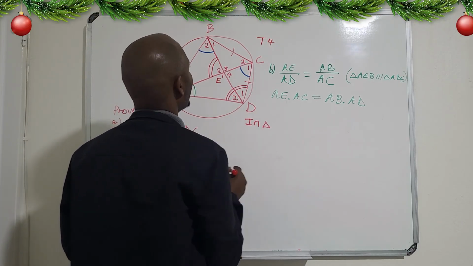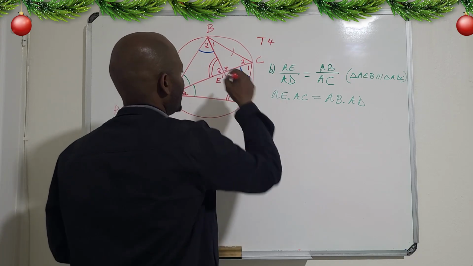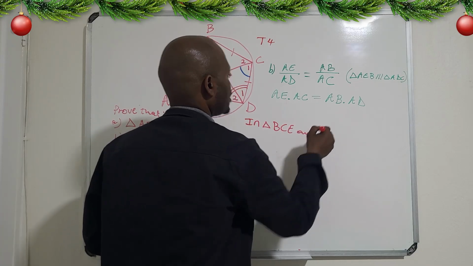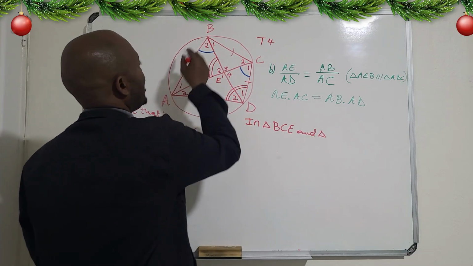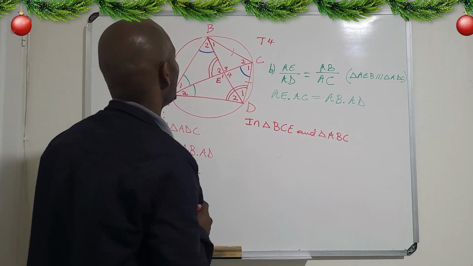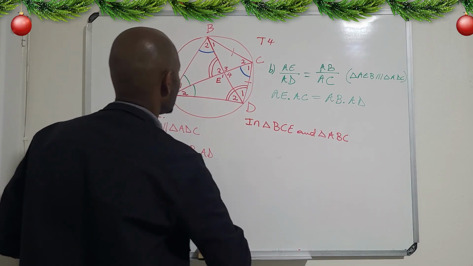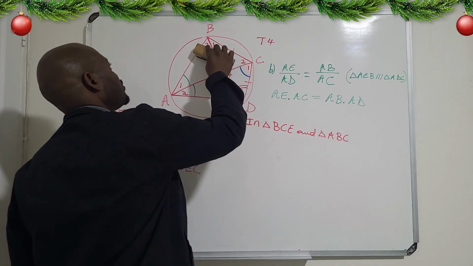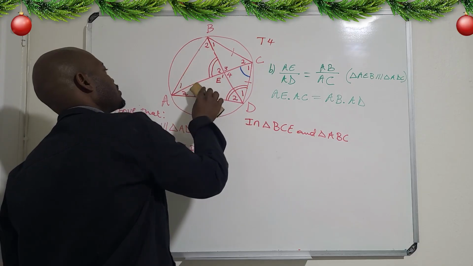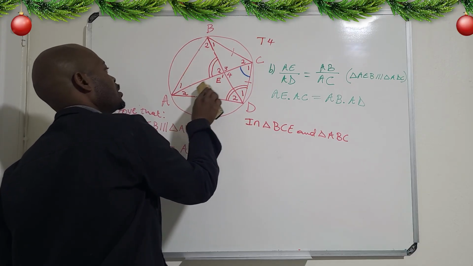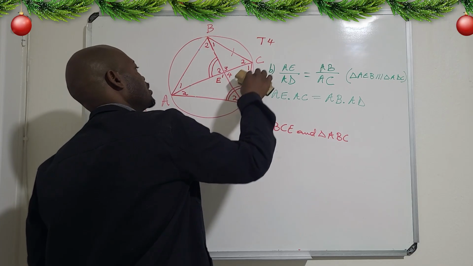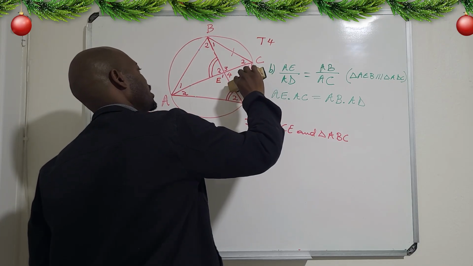In triangle BCE and triangle ABC, what do we have? We have that. Now I'm going to remove here so that I don't confuse. I'm going to remove here so that I'm not confusing. I remove also here.